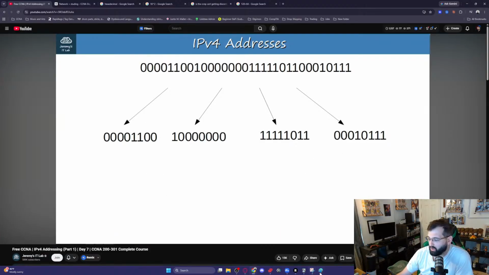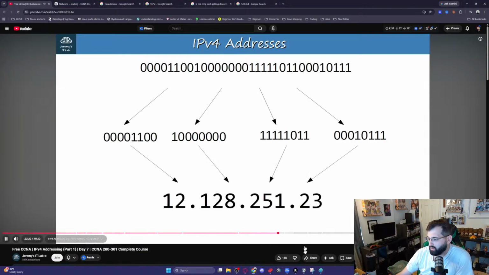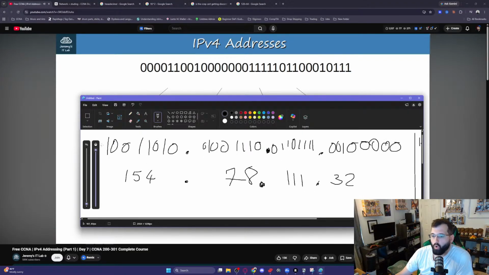I definitely wrote all these numbers down wrong. Dotted decimal, like this. Because why did I put a 1? Damn.